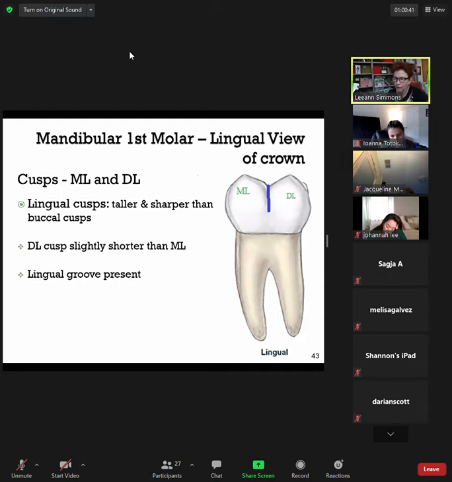The mesiolingual, and there will be a groove, a lingual groove between them, as shown by the blue line.